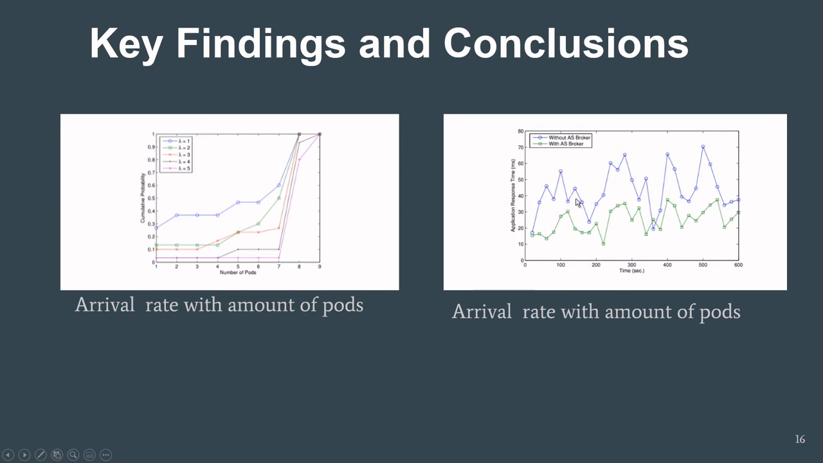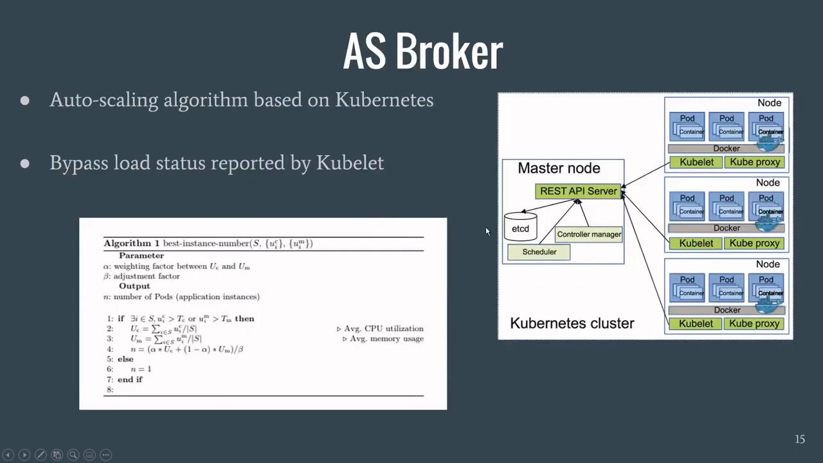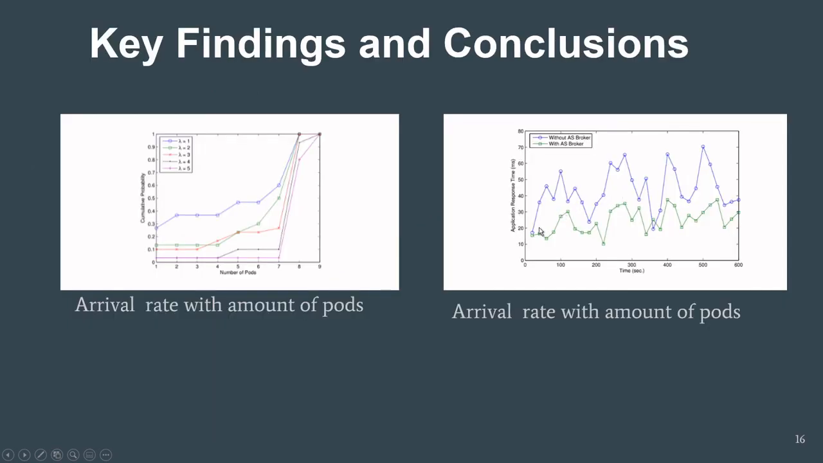Pretty much this also tries to compare the application response time without AS broker and with AS broker. Pretty much the times over here are the times from the API server to the kubelet, and so on and so forth. And with AS broker, as you can see, there's only one shot at almost like 300 something seconds at the AS broker.